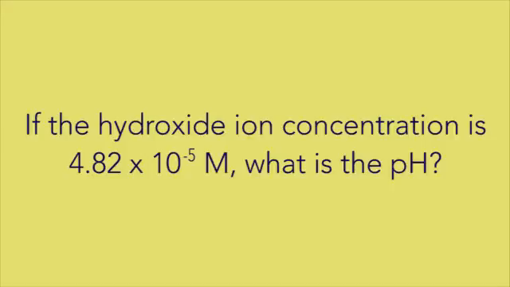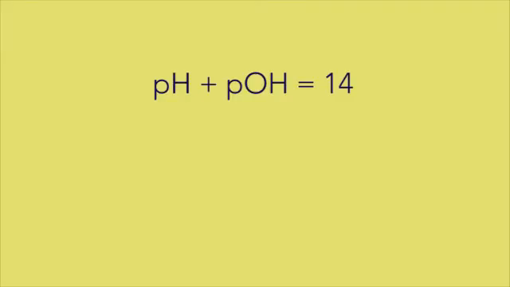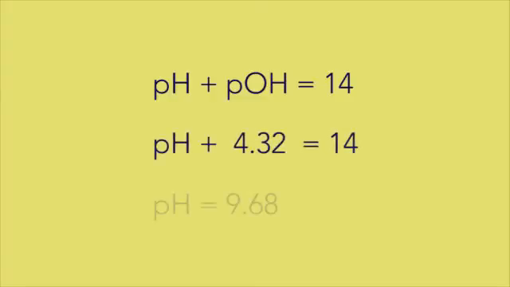So, are we done? Let's look at our problem. The problem asked us, what was the pH? We have the pOH, so we are not done. So we have to use this formula again. This time, we will plug 4.32 in for the pOH. Use some simple algebra and solve. So the pH would be 9.68. After enough practice, you'll see it's not too hard.